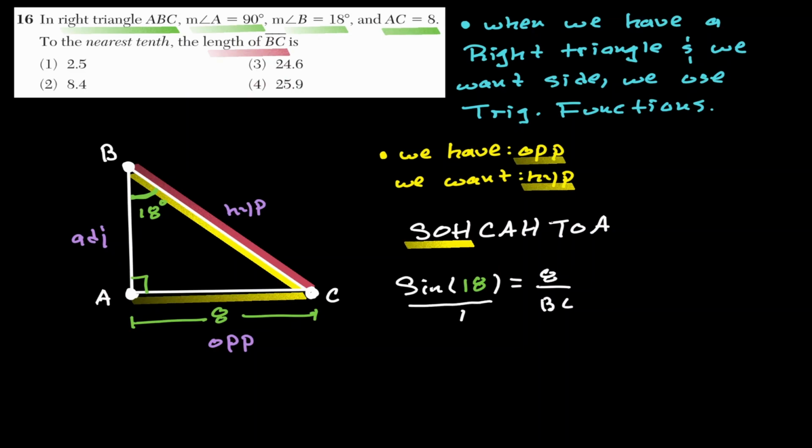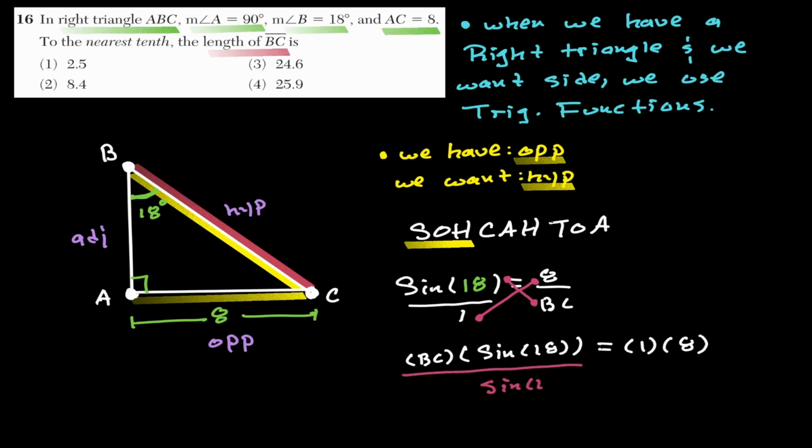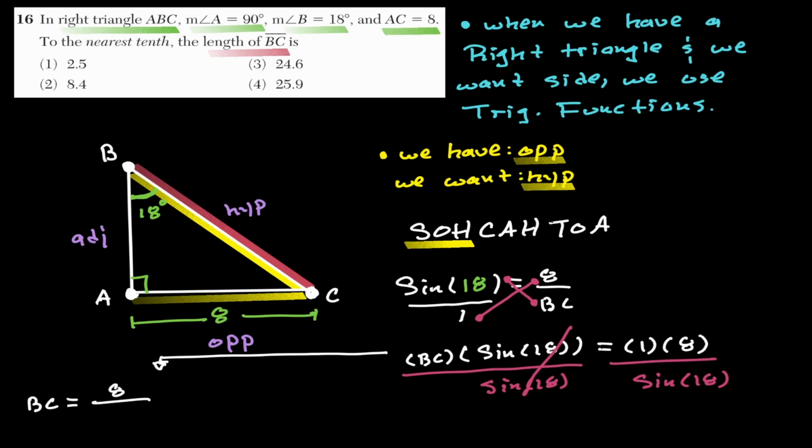Well, the left-hand side, I can divide it by 1. Now I can cross multiply. The sine of 18 is going to get multiplied times BC, and that is going to be equal to 1 times 8. If we want to solve for BC, let's divide by the sine of 18 on both sides. I can see that I'm running out of space, so let me write that down here on the left. So now we're going to see that BC is equivalent to 1 times 8, which is 8, divided by the sine of 18. And when we put this in our graphing calculator, it's going to give us an approximation of 25.9, which, notice that that is option 4.